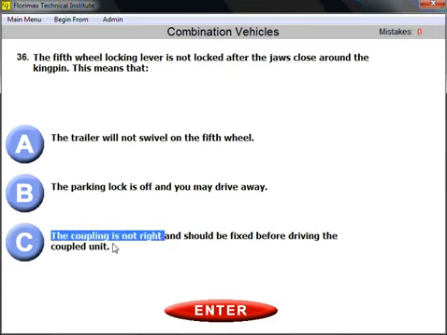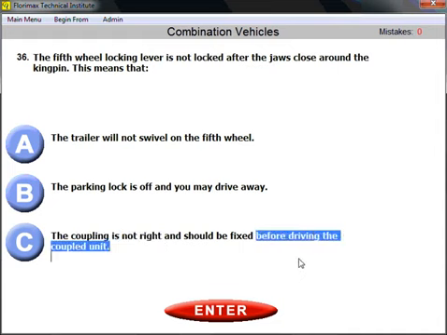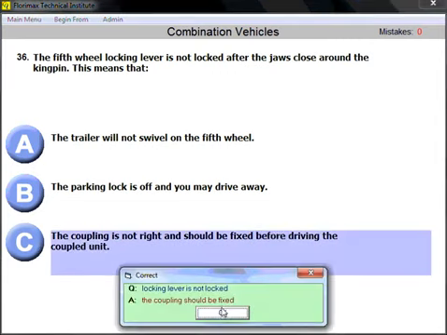Okay, again, you don't need to know all the technical details. You just read, is not locked. The coupling is not right, and definitely should be fixed before driving the coupled unit. That's the second indication that this choice is correct. Coupling is not right and should be fixed before you drive.